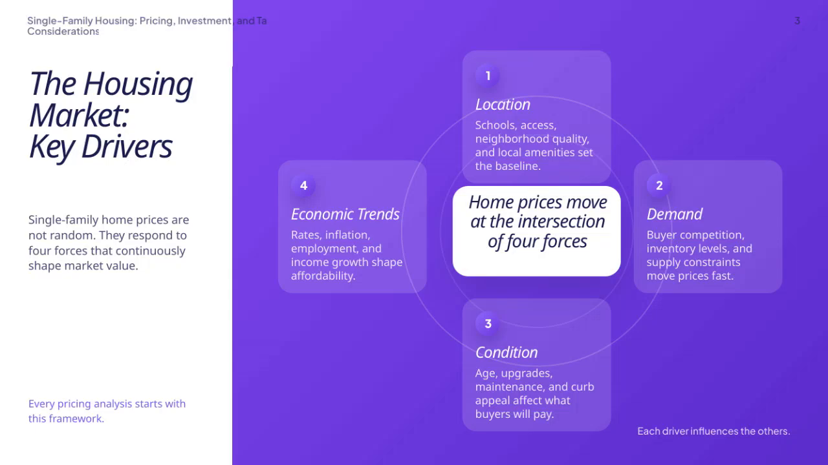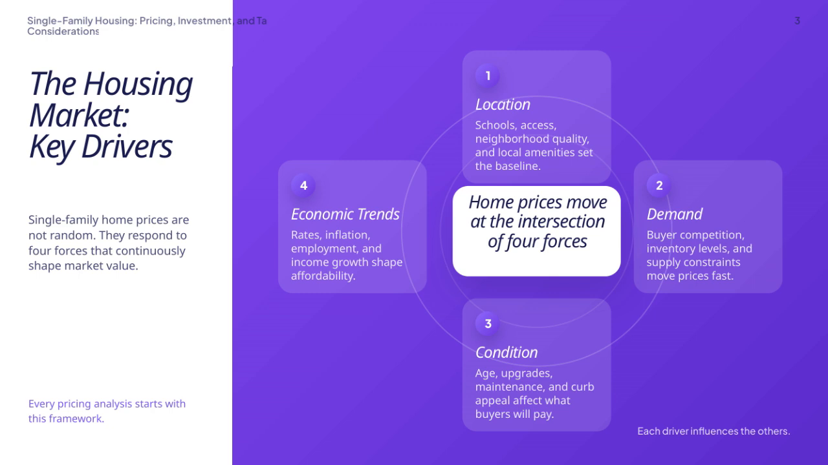When we talk about the housing market, especially single-family homes, it's important to understand that prices aren't random. They're shaped by four main forces that work together and influence each other continuously. First, location plays a crucial role. Factors like the quality of local schools, neighborhood safety and appeal, access to transportation, and nearby amenities all set the foundation for a home's baseline value.